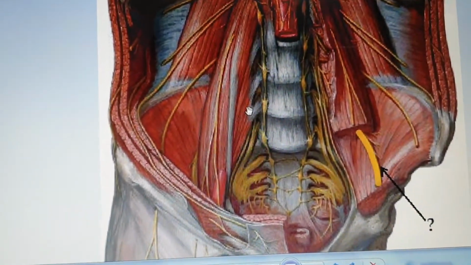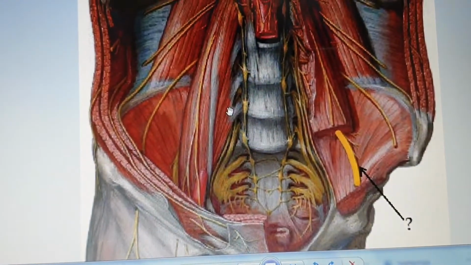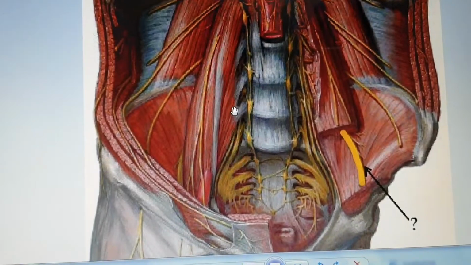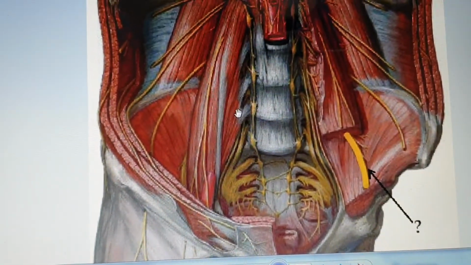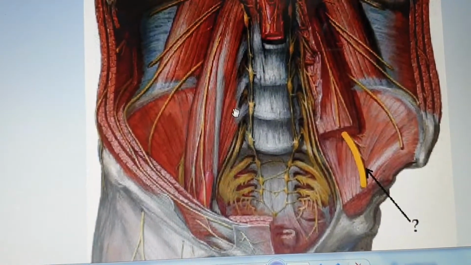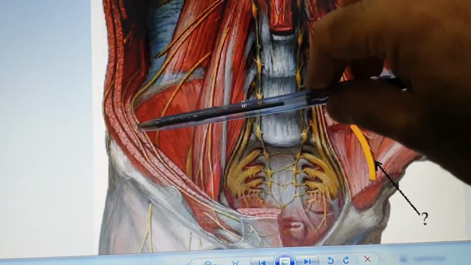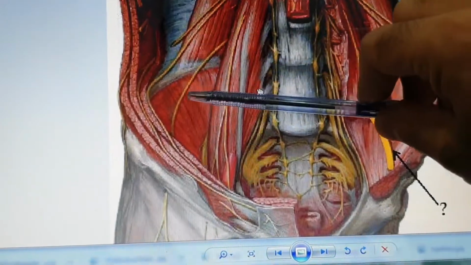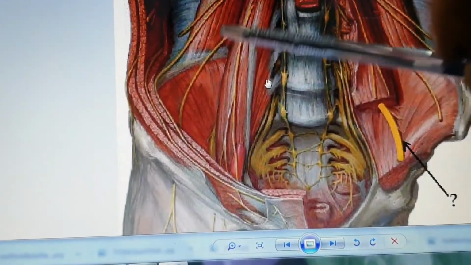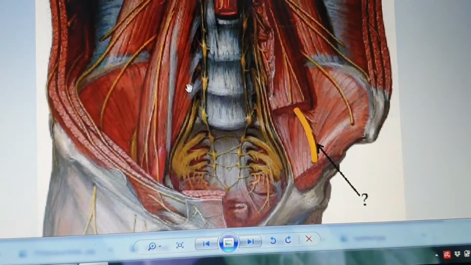So as it was inside the psoas major muscle, and as it emerges out of the psoas major, it will remain behind the fascia of the psoas major muscle, which is the fascia iliaca. As the fascia iliaca covers the iliacus and the psoas major, it will pass anterior to this nerve. So this nerve will remain behind the fascia iliaca.